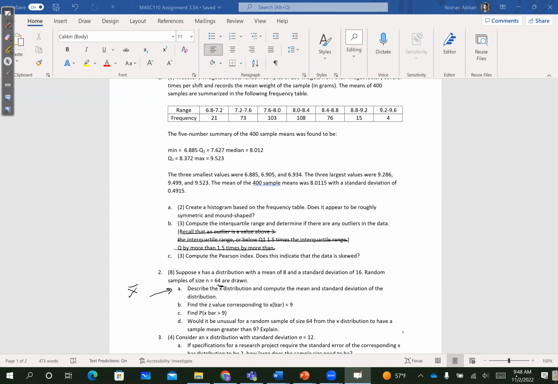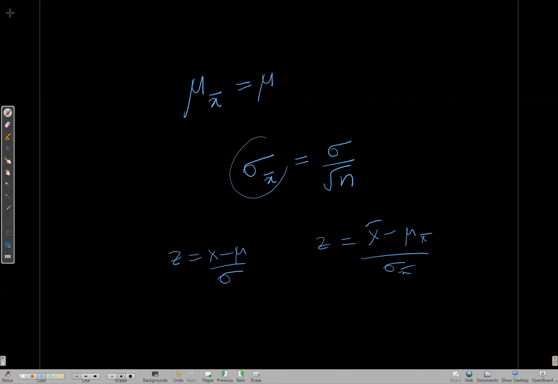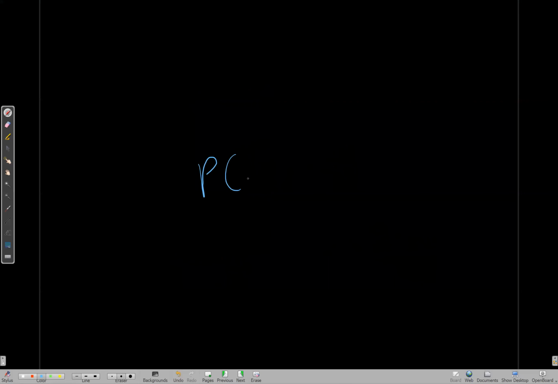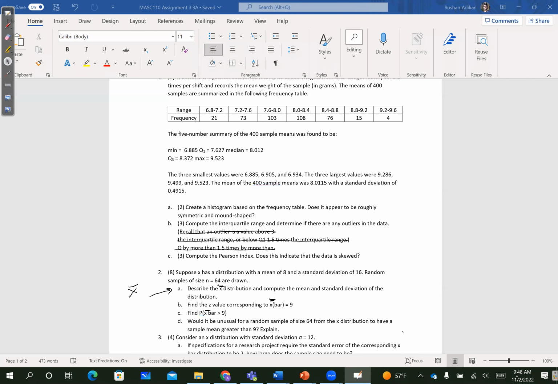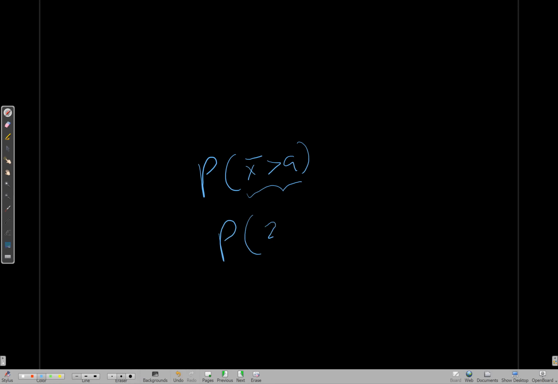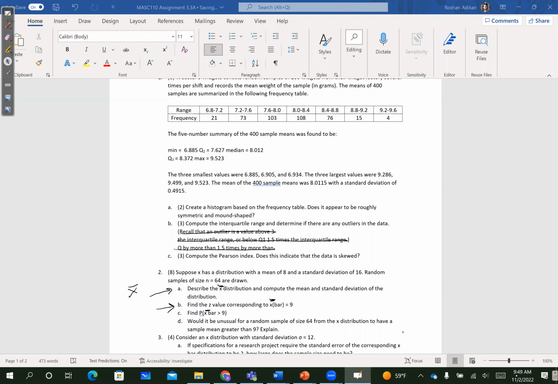And part C, find P X bar greater than 9. Again, this is X bar, so P X bar greater than 9. Now, the easiest way to do this, you already know X bar, from part B, you know the Z value. So you can write this as P Z greater than whatever you find in part B. What was it? Part B, yes.